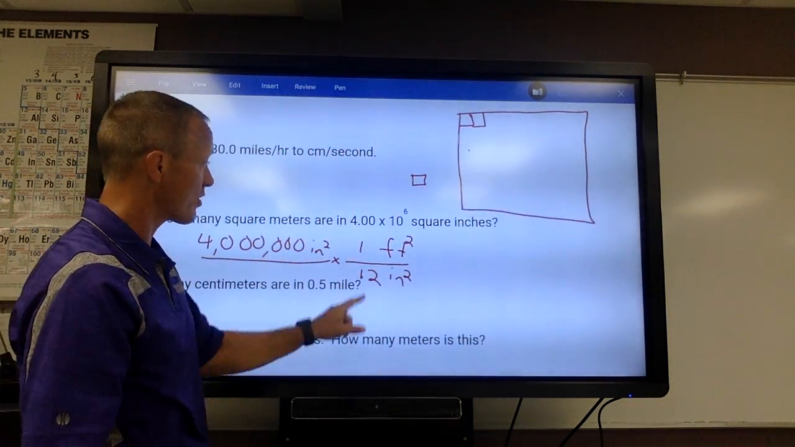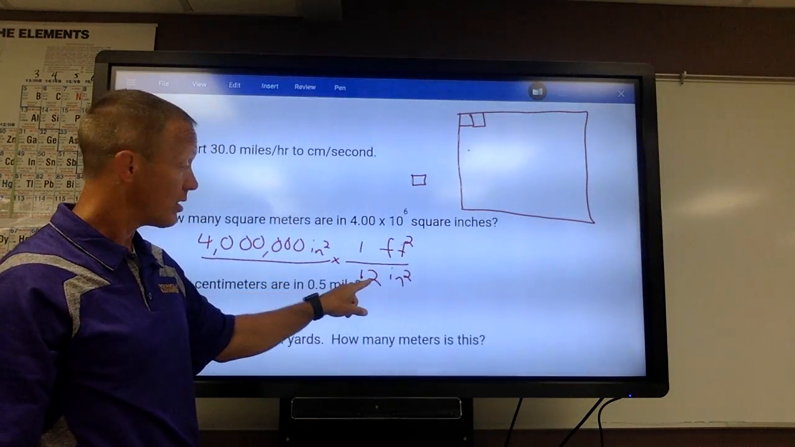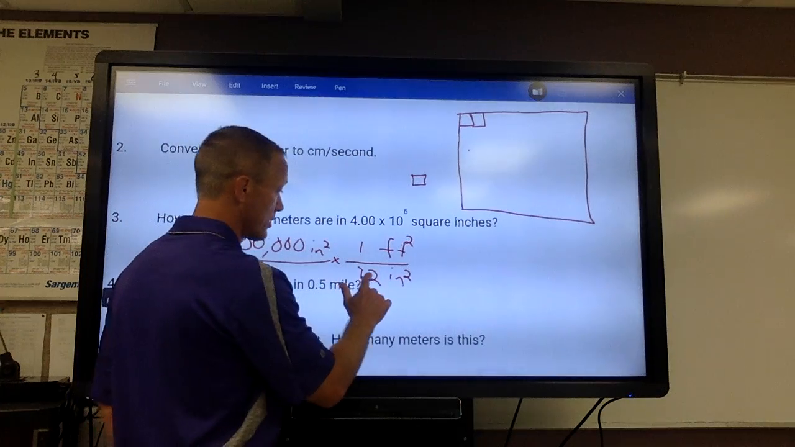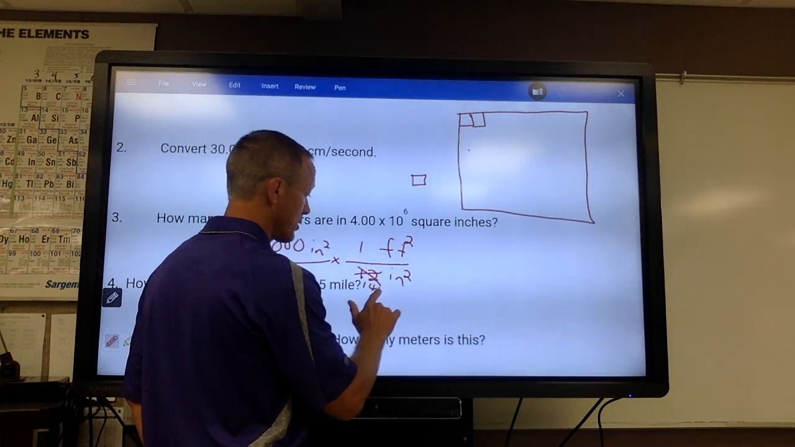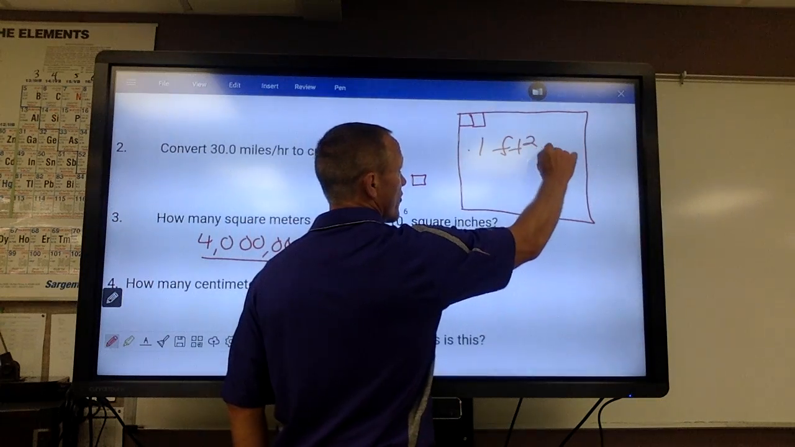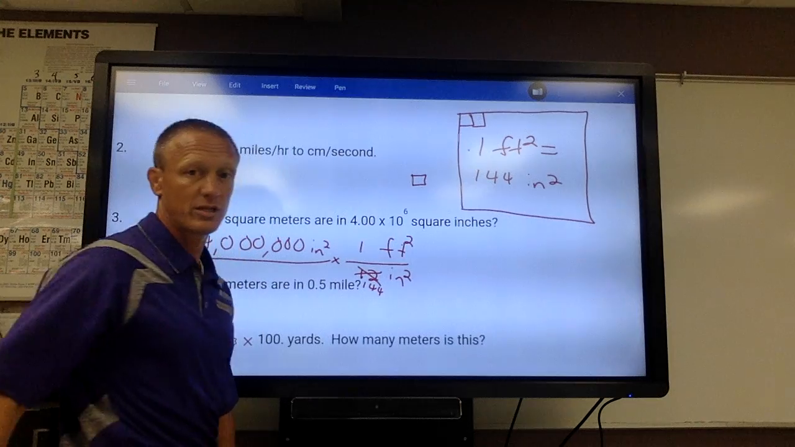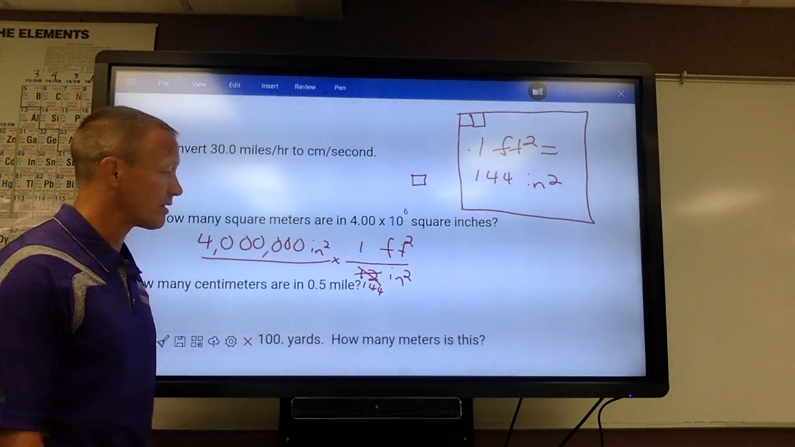So for a square foot, if I'm going to square this, I've got to square the number. Well, 1 squared is 1. 12 squared is 144, so 1 square foot equals 144 square inches. I've got to square that number when it is an area.